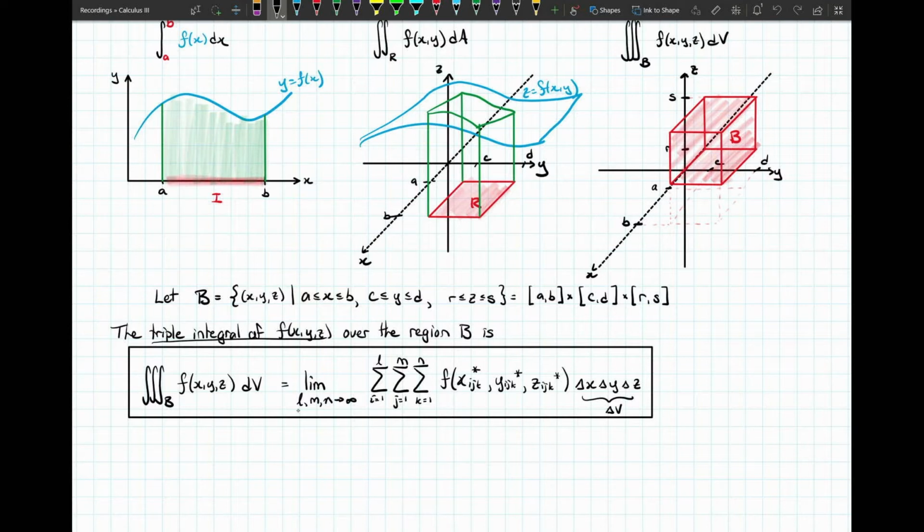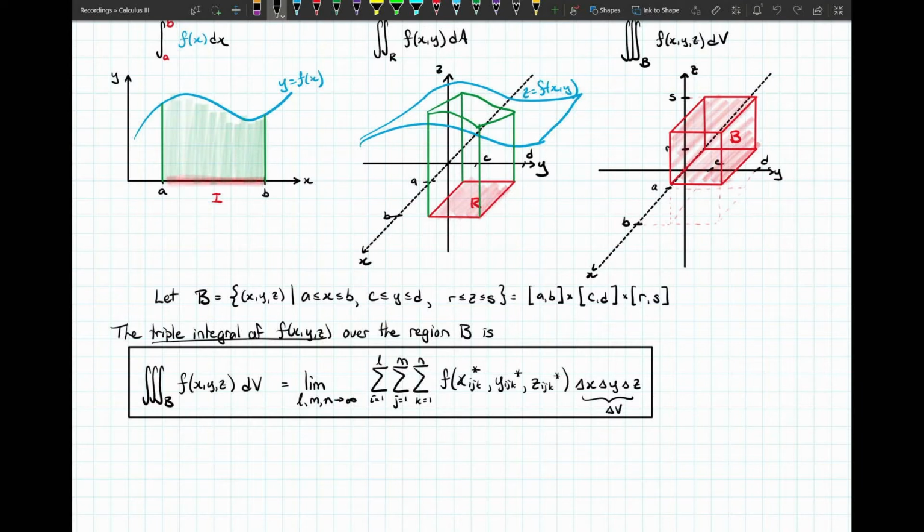We're going to take the limit as L, M, and N all go to infinity, and when we subdivide the box into each of these smaller pieces, we have smaller sub-boxes. And we'll pick a point x_ijk star, y_ijk star, z_ijk star in each of the boxes.